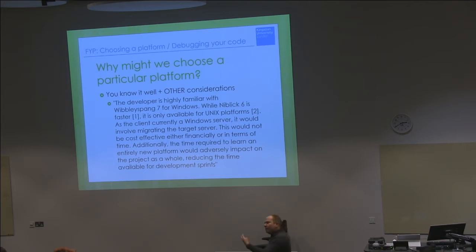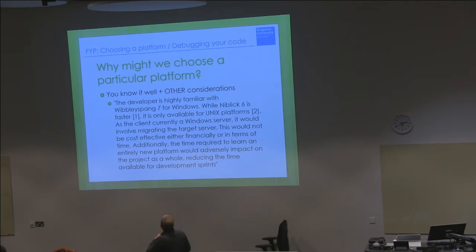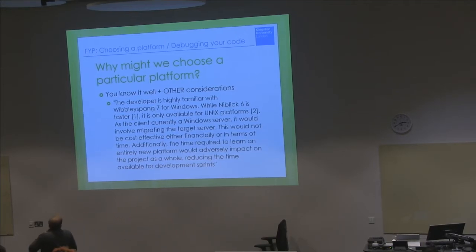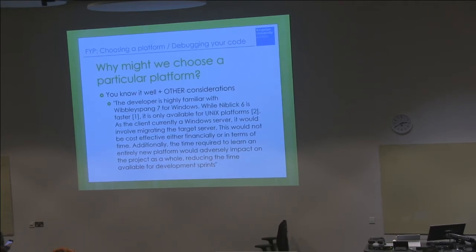And then remember, combinations are good as well. You know it well, and there are other considerations. This is one I made up. The developer is highly familiar with Wibbly-Spang 7 for Windows, while Niblick 6 is faster. Reference, I'm sitting on your shoulder saying prove it. It is currently only available for Unix platforms. Prove it. As the client is currently a Windows server, it would involve migrating the target server. This would not be cost effective, blah blah blah. Additionally, the time required to learn an entirely new platform would adversely impact the project.